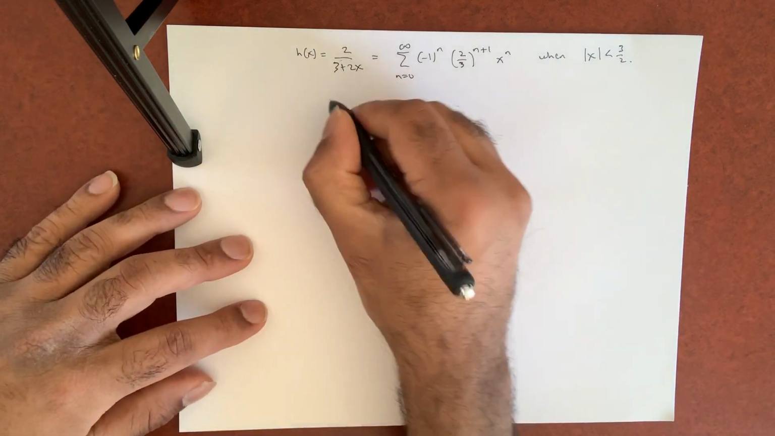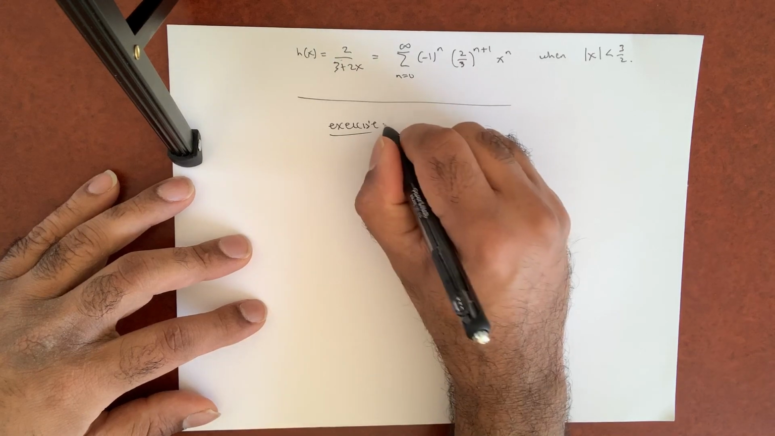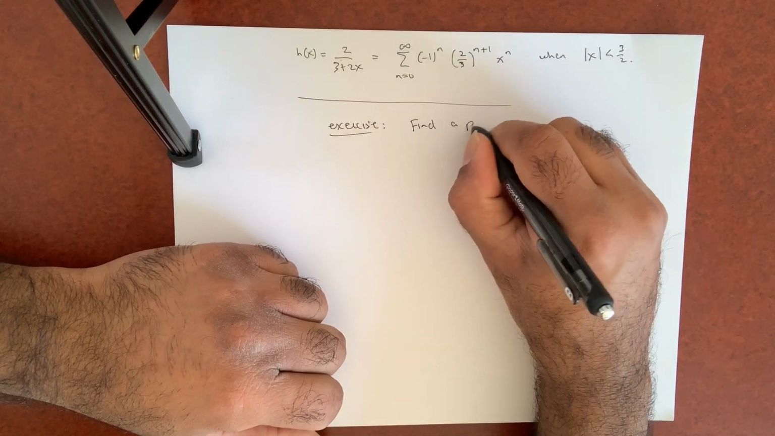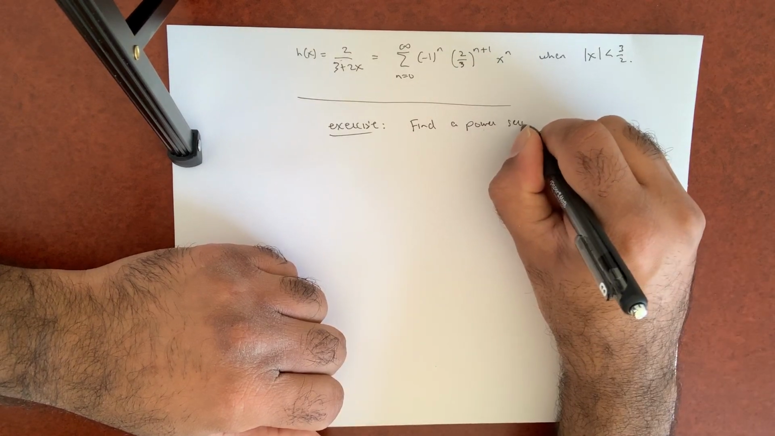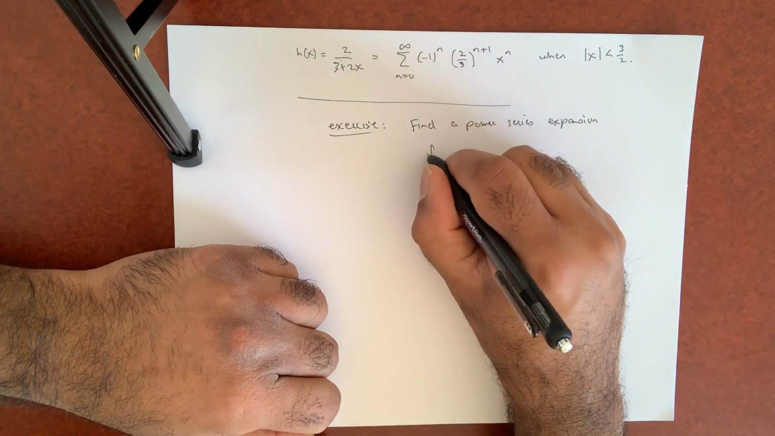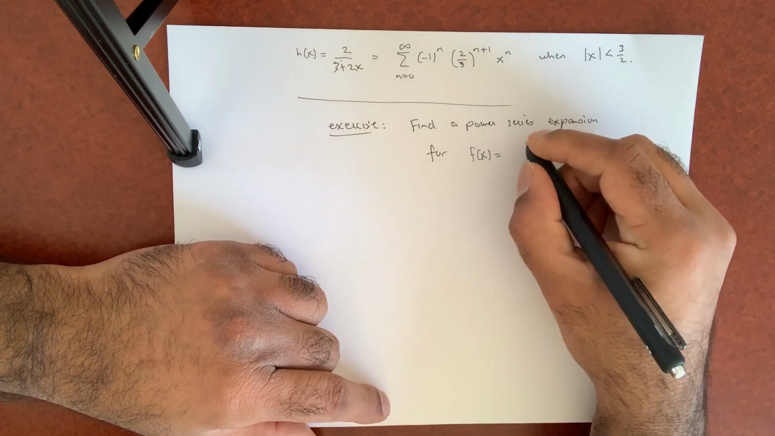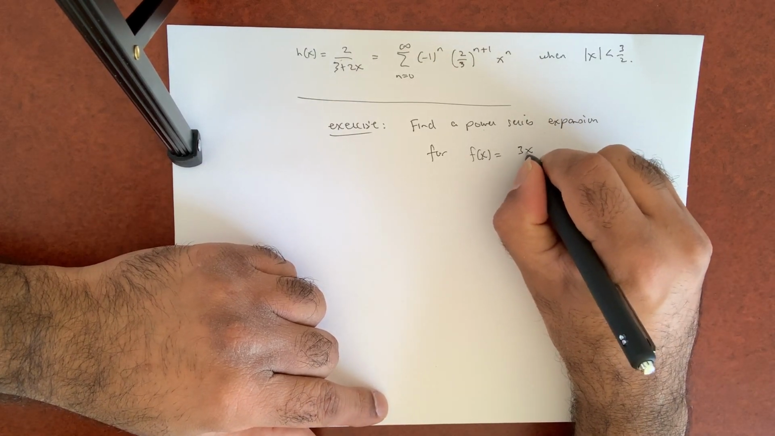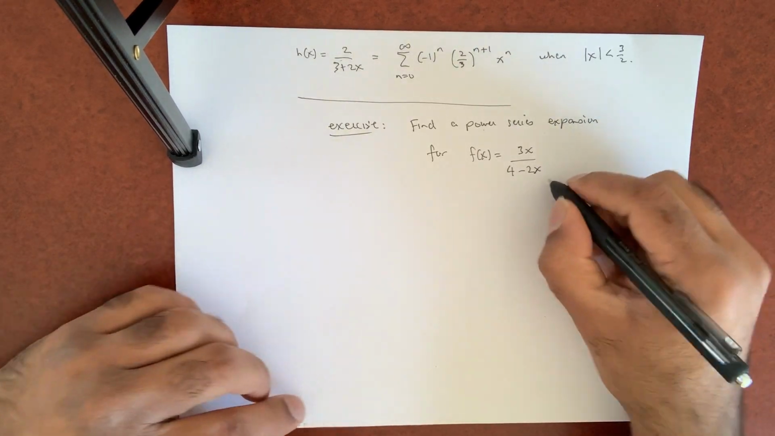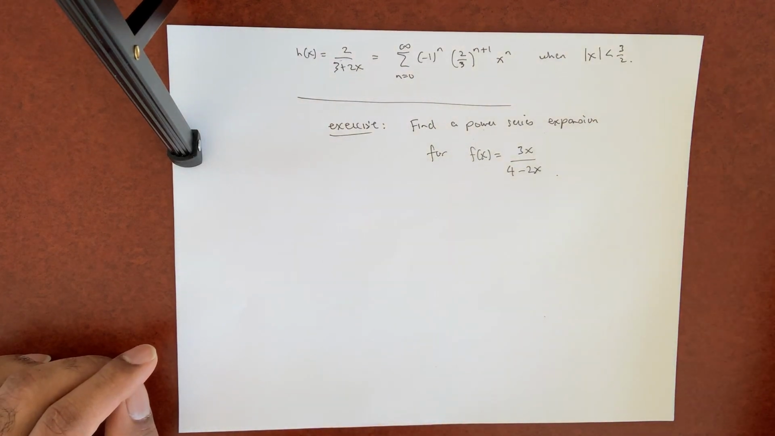Okay, let me leave you here with a little exercise. Find a power series expansion for f of x being 3x over 4 minus 2x. And we'll start with this exercise, and then we'll move to differentiation and integration.